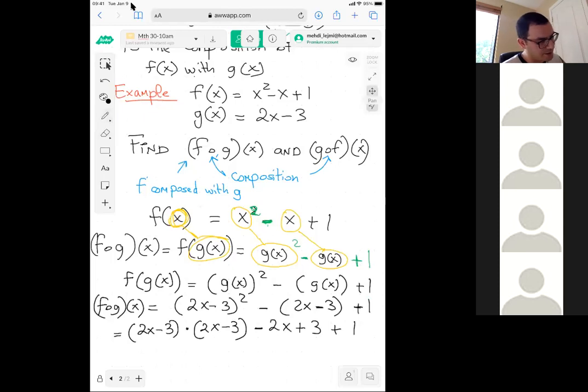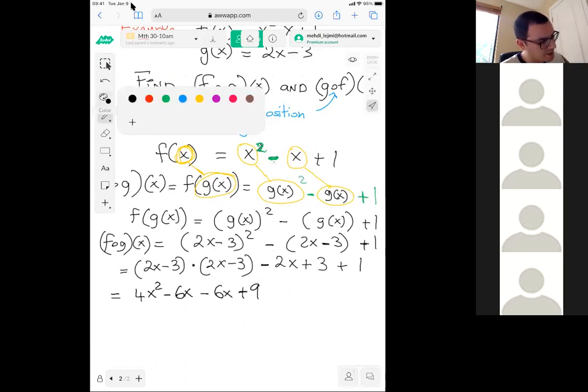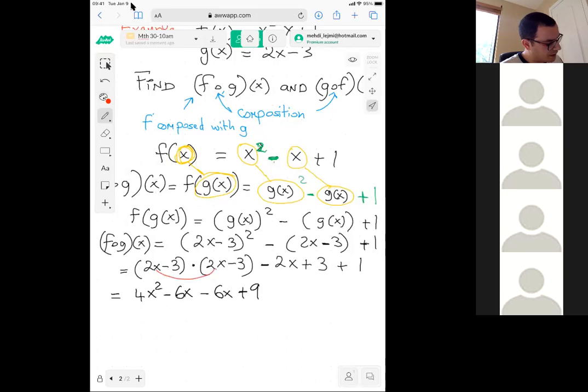So let's just compute this. 2x minus 3 times 2x minus 3. So that will be 2x times 2x is 4x squared, minus 2x times 3, that's minus 6x, minus another 3 times 2x, so that's another 6x, and minus 3 times minus 3, that will be plus 9. You see, so what I'm saying, guys, is we have to distribute this thing here and then the 3 here.